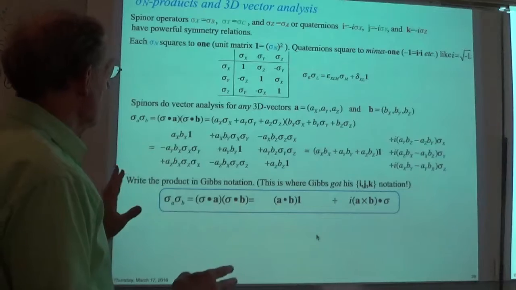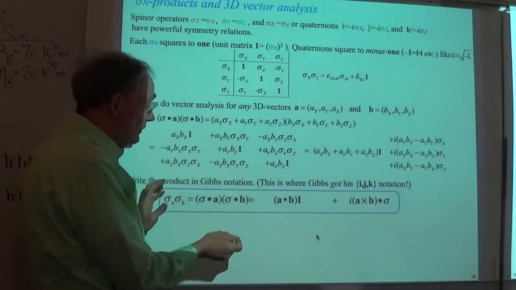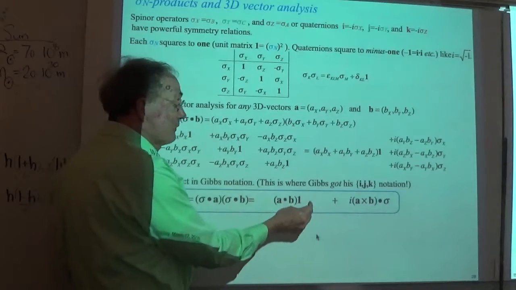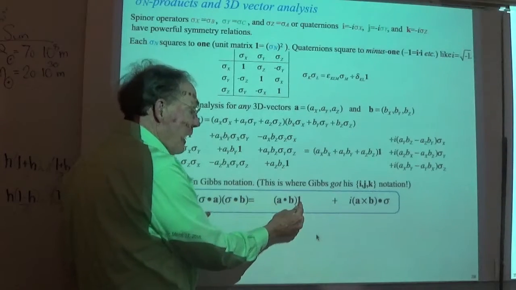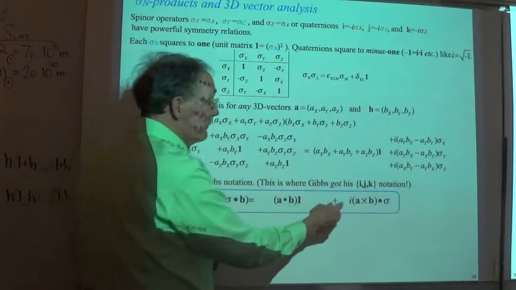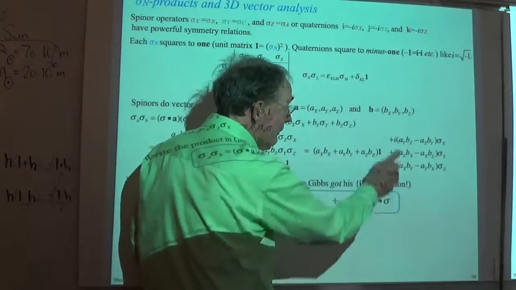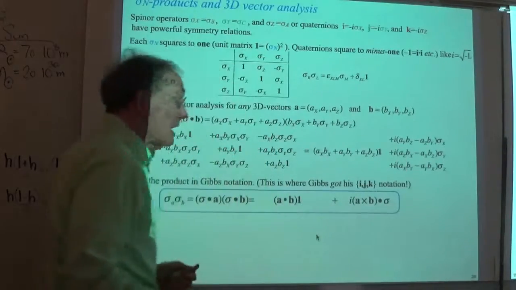This is a cool thing. If you put this together with these two vectors, the dot product sits in front of the unit operator. That's a unit matrix, a 2x2 unit matrix. And then this is the sigma, and there's x, y, and z in there, and they're each of the three components of the cross product.